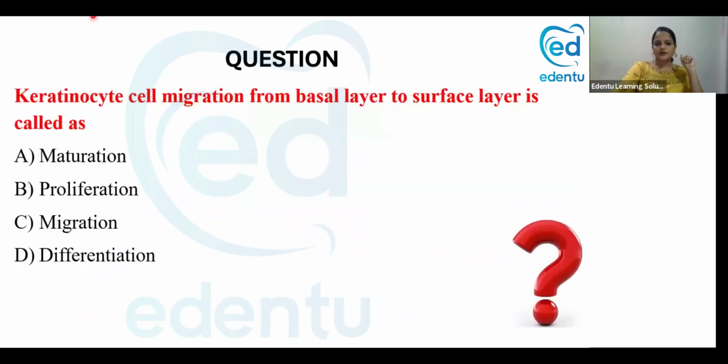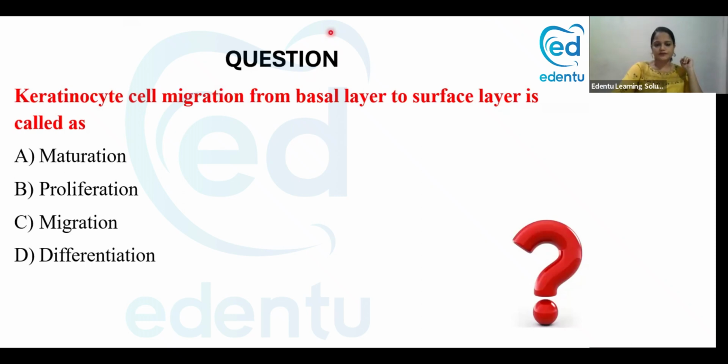Now coming to the next question. Keratinocyte cell migration from the basal layer to the surface layer is called what? What is the process name for the migration of the keratinocyte cell from the basal layer to the surface layer? Is it maturation, proliferation, migration, or differentiation? Any guesses, doctors?